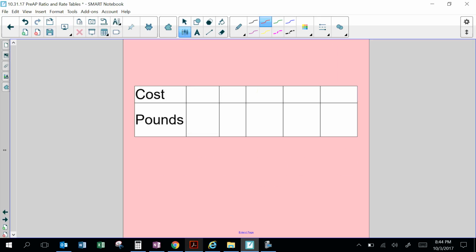So it costs 2 pounds for $6. How would you solve it? Did you break it down to 1 pound costs $3? I hope you did.